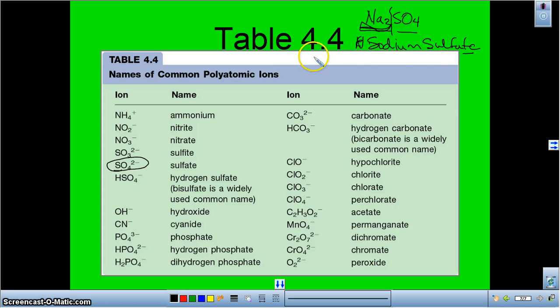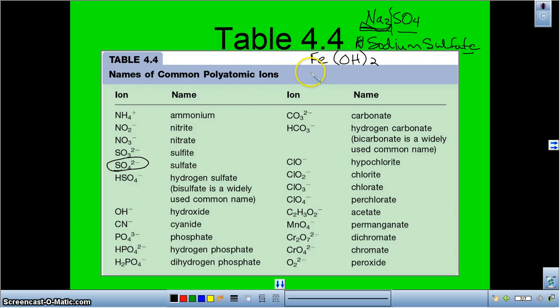Take a look at another one. Let's try this compound. So we look at it, and the first question we ask ourselves is, is it binary? The answer is no, it's not. So I have to look at it and say, does it have a polyatomic ion in it?